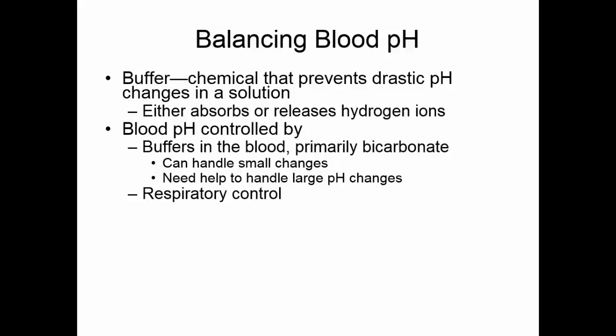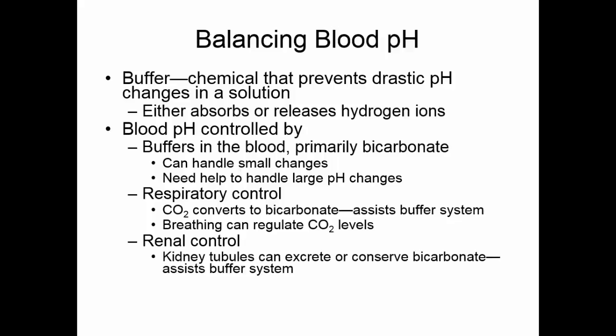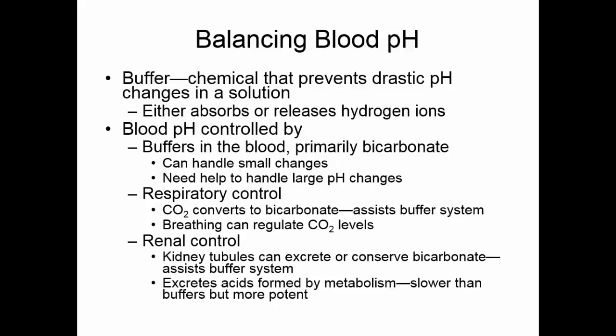The second way we can balance pH is through the respiratory control. You'll remember that carbon dioxide is carried in the blood as bicarbonate, so we can adjust carbon dioxide levels in the blood by breathing, and this can assist the bicarbonate buffer system in the blood. And the third way we can balance blood pH is through renal control. The kidney tubules can either excrete or conserve bicarbonate ions. This also assists the bicarbonate buffer system. Additionally, the kidneys can actually excrete acids that are formed by metabolism. This takes a little longer than the buffering systems, but it is a more potent way to control blood pH.